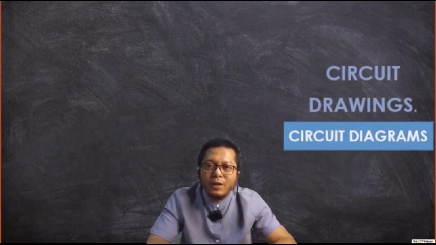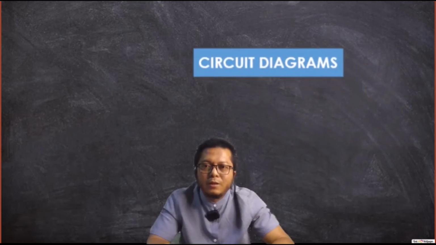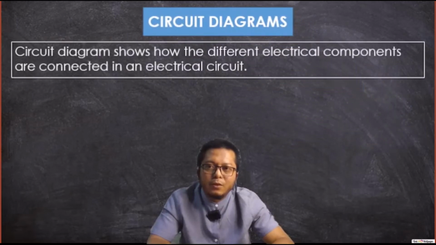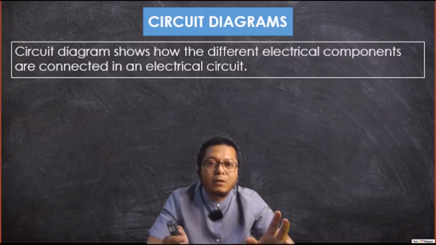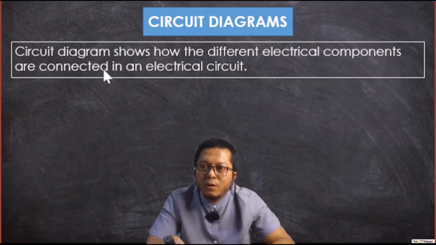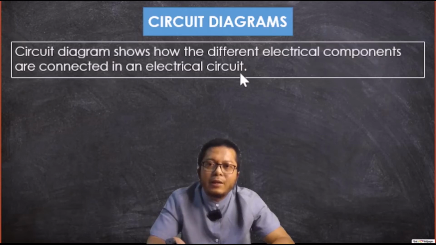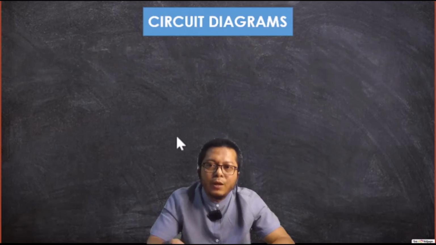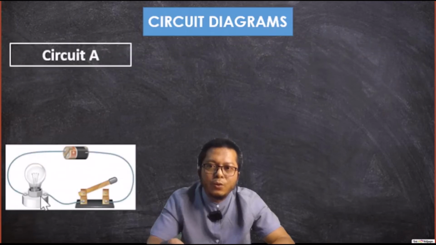So we move on to diagrams, circuit drawings, that is circuit diagrams. We have learned about electrical components. We have learned about the drawings, the symbol for electrical components, and we shall move on to circuit diagrams, which show how the different electrical components are connected in an electric circuit. So usually we are shown this, a switch and then wire, a dry cell and light bulb, and this is hard to draw.